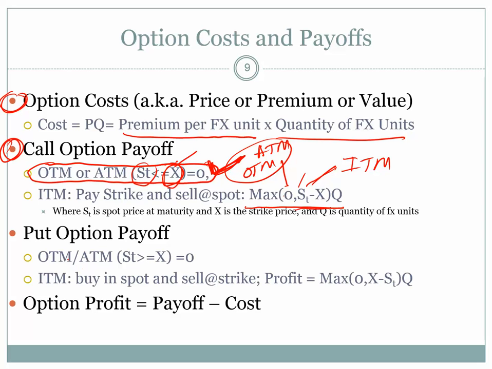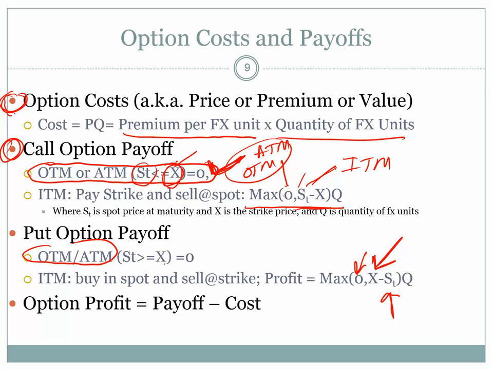Now, if it's a put option, again, if it's out of the money or at the money, my payoff is 0. If it's in the money, I have the option to sell the asset at X. If X is greater than ST, which means I'll buy the asset in the spot market at ST, the price at the expiration of the option, and then sell at X.